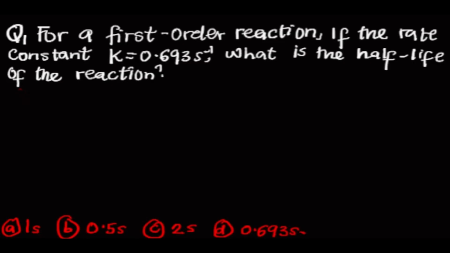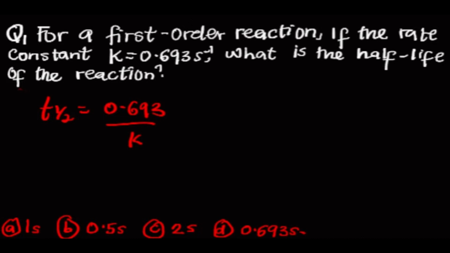Now let's take a look at the first question I'm having here. The question says, for a first order reaction, if the rate constant k is 0.693 per second, what is the half-life of the reaction? And we are given the options here. First thing you're going to do is, we are asked to calculate the half-life, and we know that the expression for half-life is T half equals 0.693 divided by k.